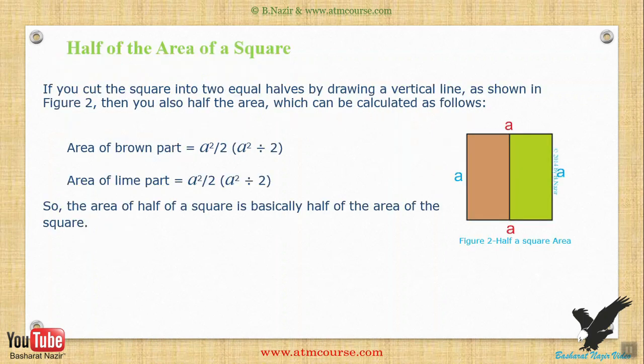Half of the area of a square. If you cut the square into two equal halves by drawing a vertical line, as shown in figure 2, then you also halve the area, which can be calculated as follows. Area of brown part equals whole area divided by 2. Area of lime part equals whole area divided by 2. So, the area of half of a square is basically half of the area of the square.